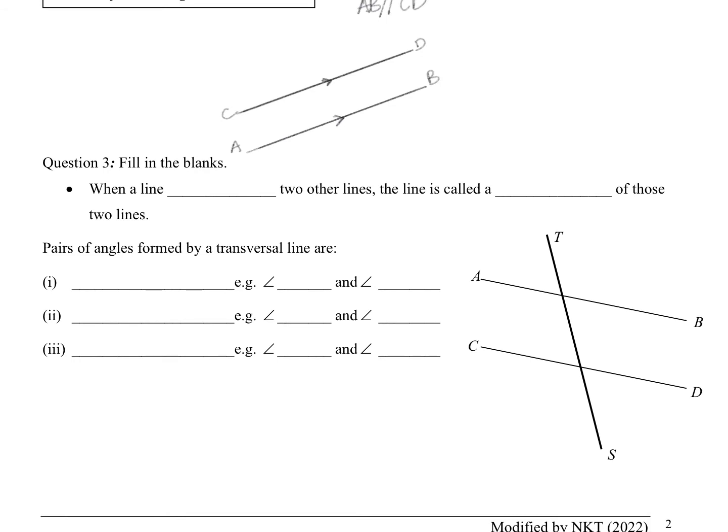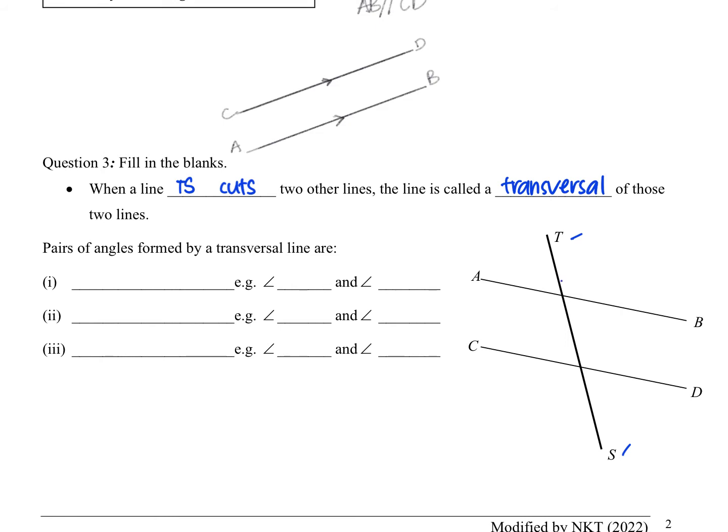Now that we already know what parallel lines are, let's find out what a transversal is. A transversal is a line that cuts two other lines. For example, in the diagram over here, the line TS cuts two other lines, AB and CD. This line is called a transversal. And what are some of the angles that are formed? A pair of angles is formed by a transversal line.